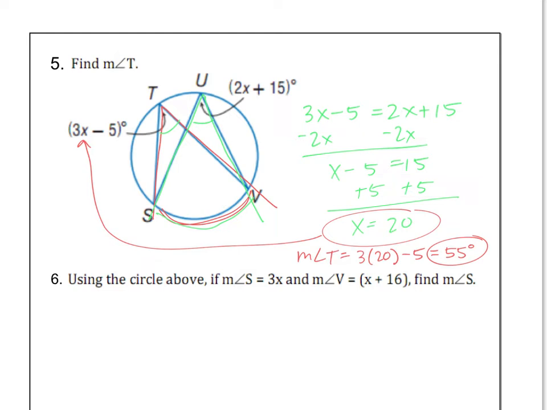Number 6, using the same picture above, if angle S is 3x and angle V is x plus 16, find the measure of angle S. Well, I'm just going to erase a little bit here. Look at angle S and V. Angle S is here, angle V is here. Angle S opens up to arc TU. Does angle V open up to the same arc? It does. So therefore, they must be equal. So 3x and x plus 16, you can set those equal to each other and solve.